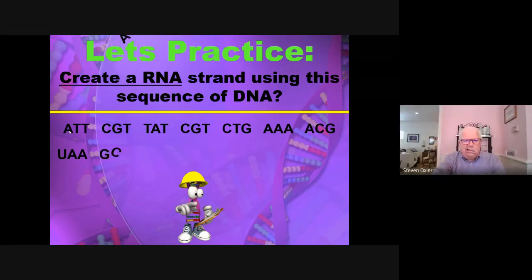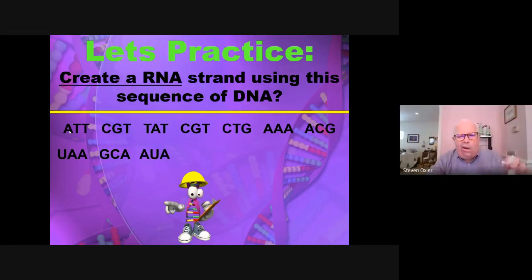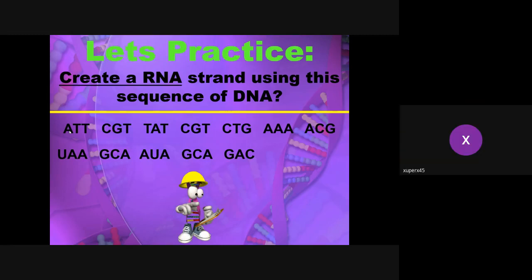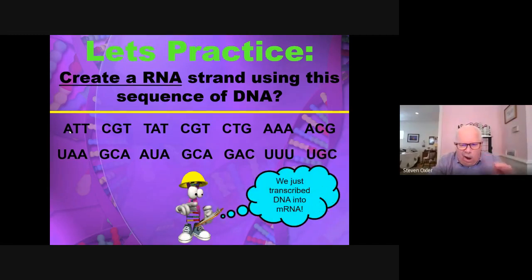GCA. Now TAT becomes AUA. Remember, we're making RNA. CGT would become GCA. CTG would become GAC. And what's AAA? UUU. And then ACG is UGC. You are making RNA. All right? This is called transcription. Everybody understand that?